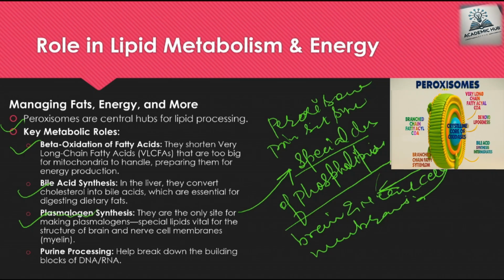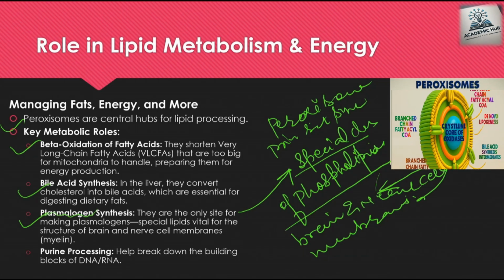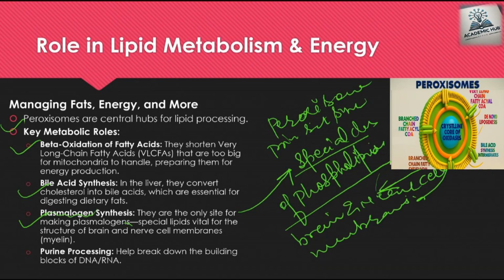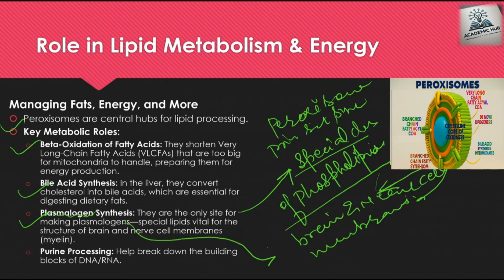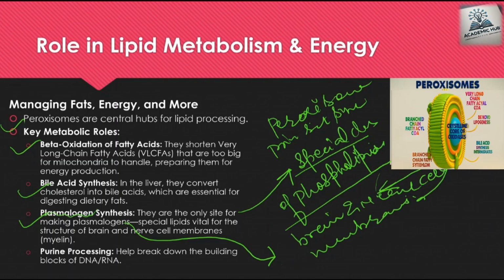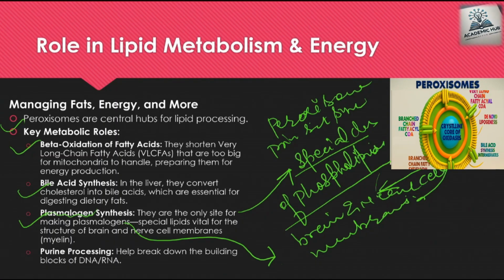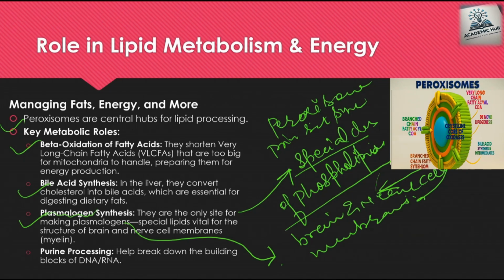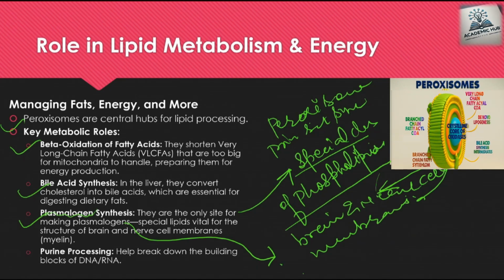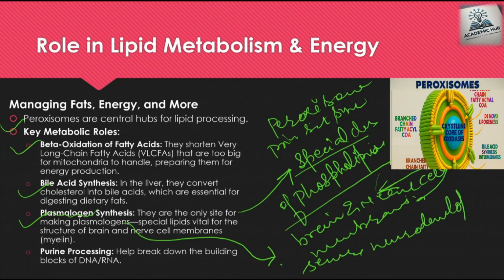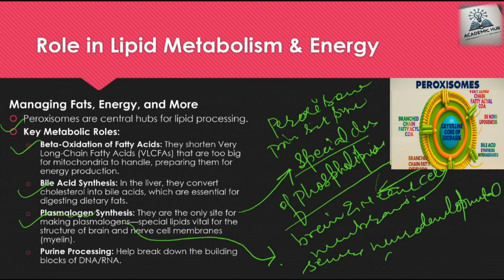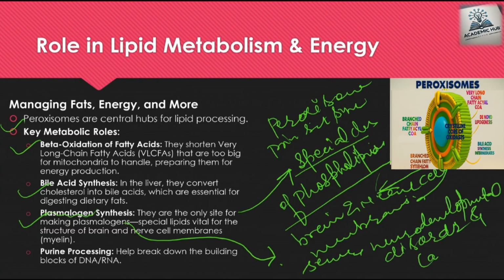Without enough plasmalogens, the cells will not work properly. Deficiency in plasmalogens is linked to severe neurodevelopmental disorders and cardiac diseases.